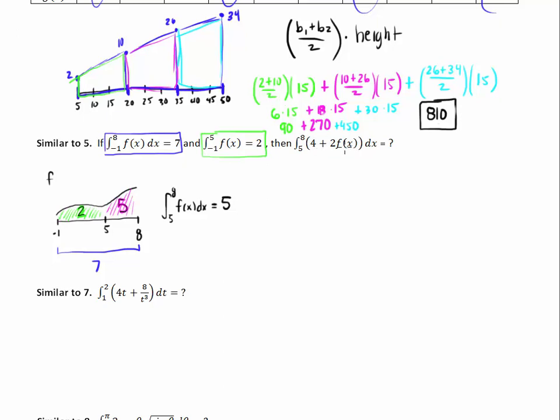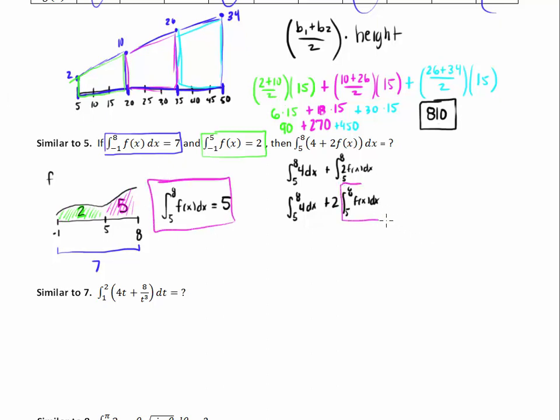So this is two things being added together, so we can separate these out. We want the integral from 5 to 8 of 4 dx plus the integral of 2 f of x dx from the same bounds, 5 to 8. I can pull that 2 out, so we have the integral from 5 to 8 of 4 dx plus 2 times the integral from 5 to 8 of f of x dx. We know from this right here that this part is equal to 5. So we have 2 times 5.